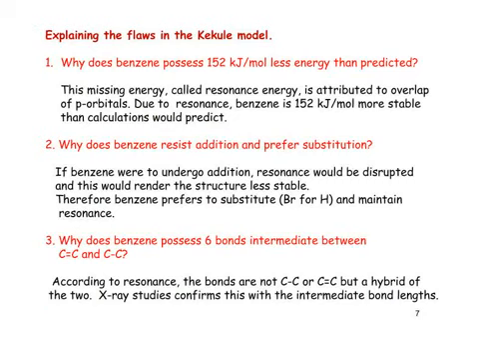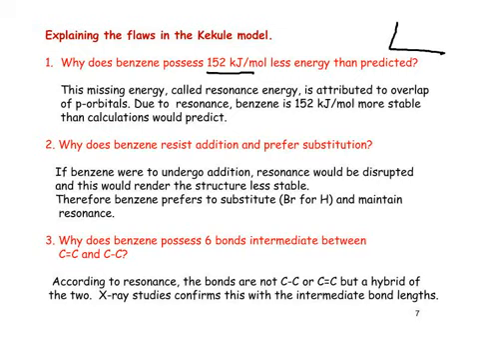Just pause this and have a look at the questions and the answers. So why does benzene possess 152 kilojoules per mole less energy than predicted? That's really enthalpy. It's more stable than predicted, and this represents the fact that it's got 152 kilojoules less enthalpy.